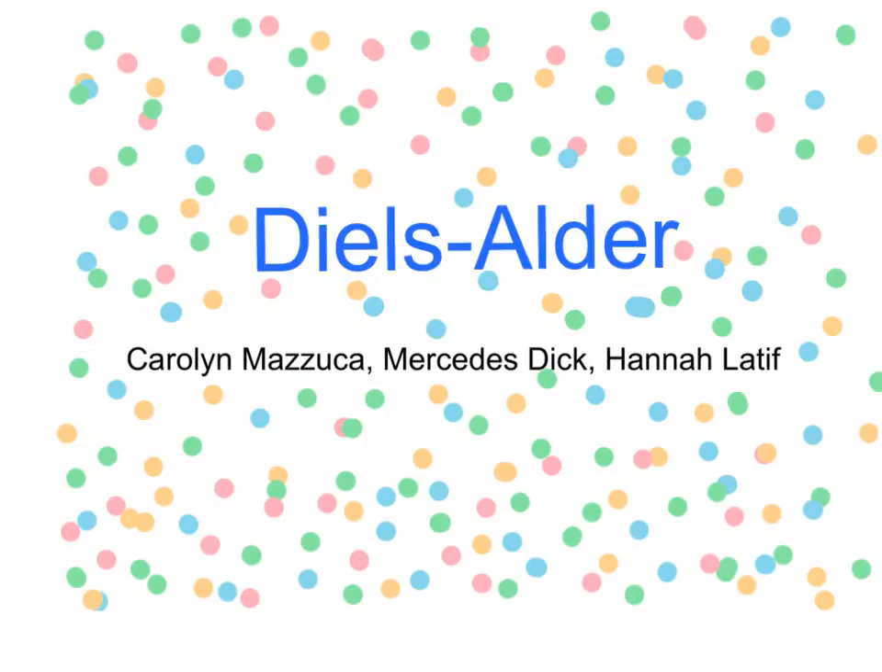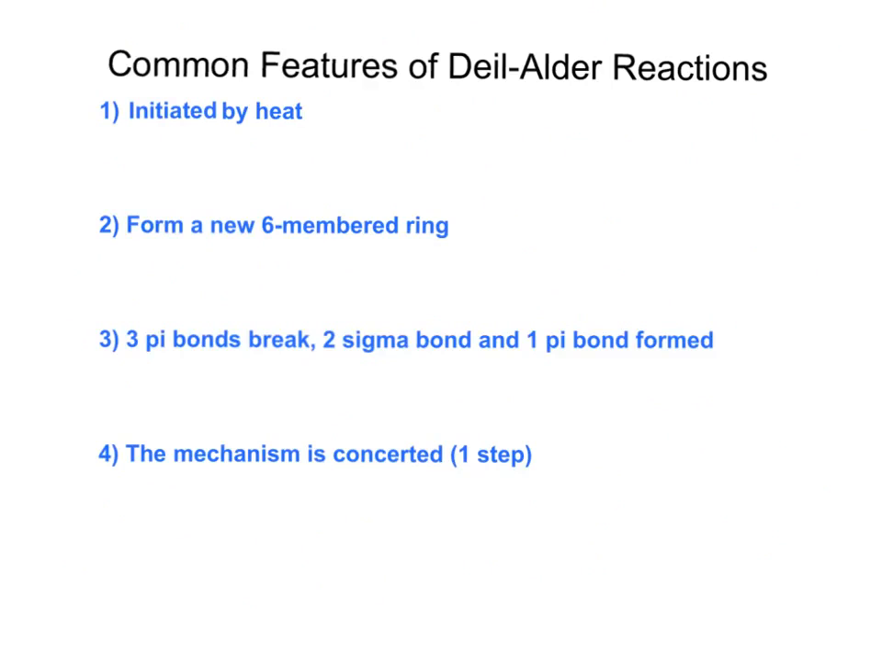And today we'll be teaching you about Diels Alder reactions. So how do we know it's going to be a Diels Alder reaction? Well, first of all, they're always initiated by heat. And you can normally tell this is when you have the reaction arrow with a little triangle under it to represent the flames. Another common trait is that the reaction forms a 6-membered ring.